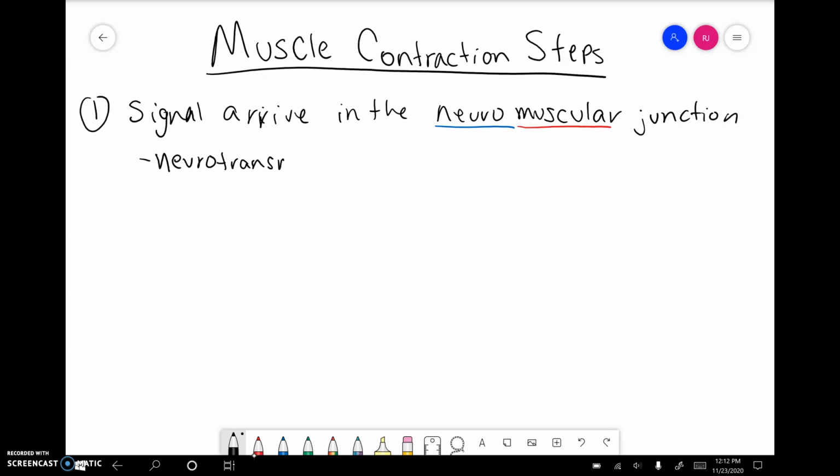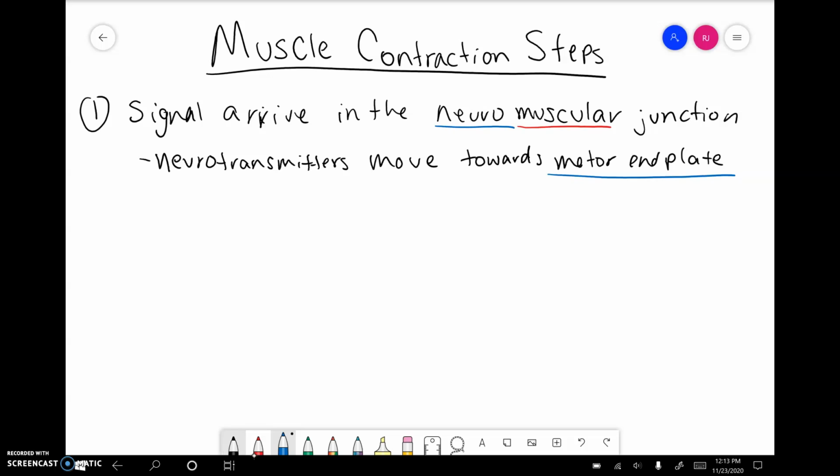And how we're going to do that is through something called neurotransmitters. These neurotransmitters are going to move towards the motor end plate. And if we remember from our notes, our motor end plate is a part of that nerve that is going to connect to our muscle fibers itself.